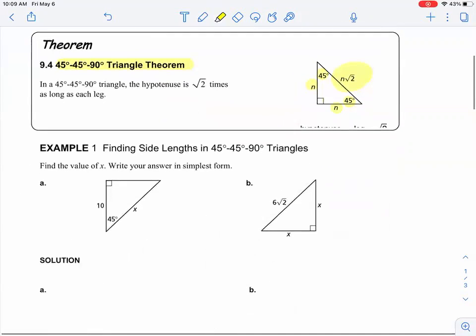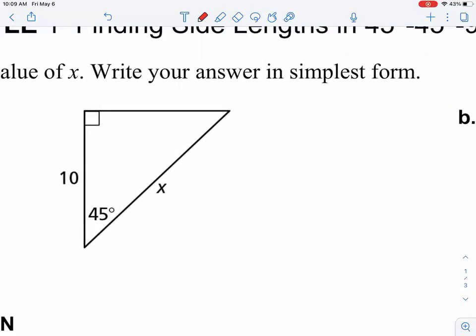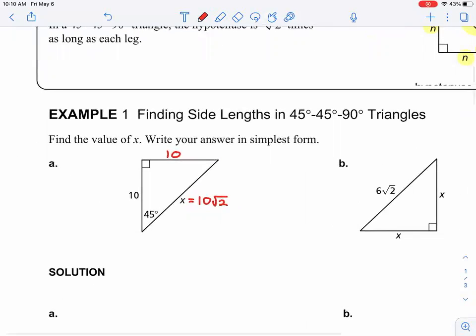So here's how we use that to find side lengths. It's going to be quick. There's not going to be much work. So just watch up here because it's going to take like 2 seconds to do this problem, okay? If this is a 45, 45, 90 triangle, if this leg is 10, this one is also 10. And the hypotenuse is that leg times the square root of 2. And we're done, just like that.